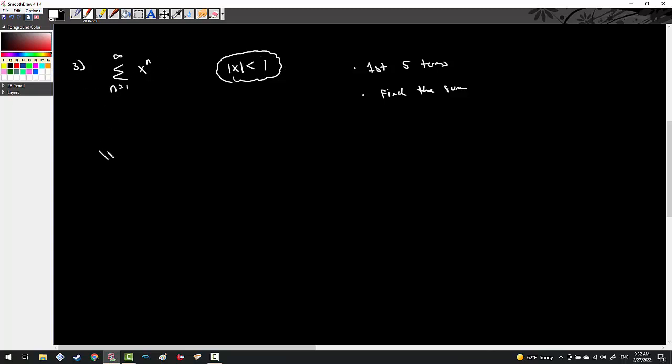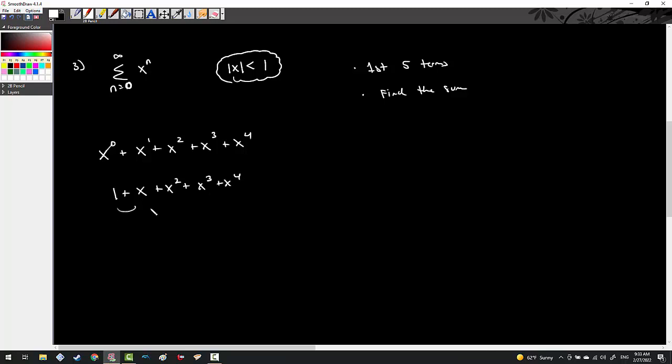So it looks like I got x to the, oops, and I made a mistake here. That actually started off at 0 here. X to the 0 plus x to the 1 plus x to the 2 plus x to the 3 plus x to the 4. Okay, so here we go. Here's where we're at right here. X to the 0 is 1 plus x squared plus x cubed plus x to the 4th.